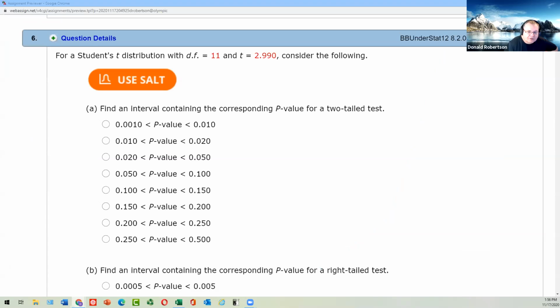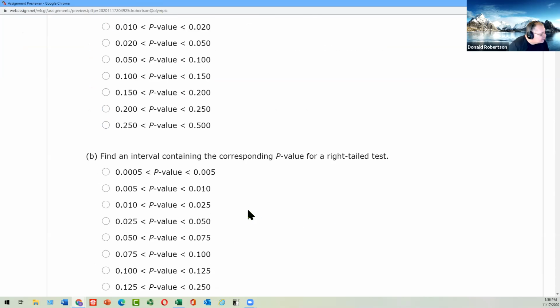Somewhere in this list, there is an interval that contains 0.006. 0.006 is there. So after all that hard work, 0.006, it's this one I just did. This is a right tail test. 0.006. So it's that one.